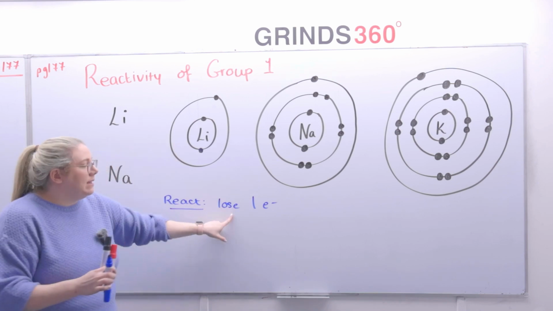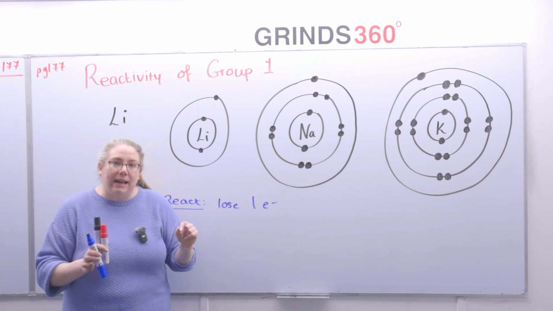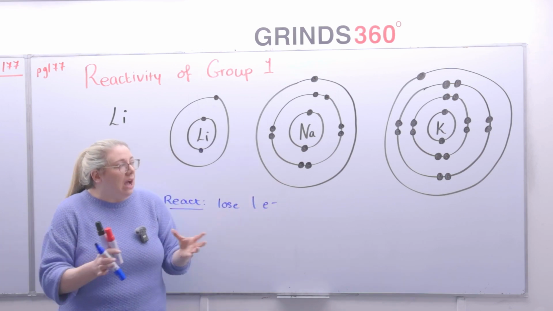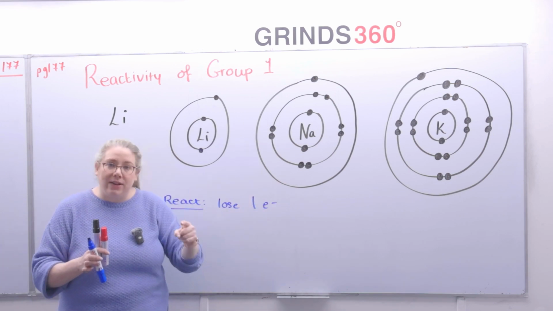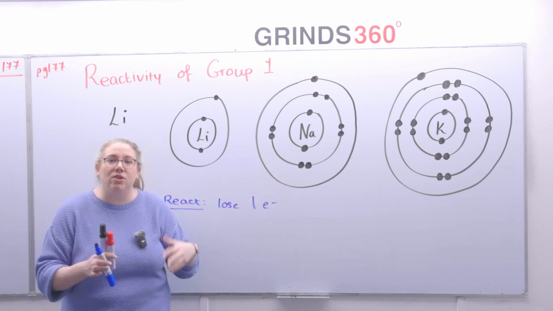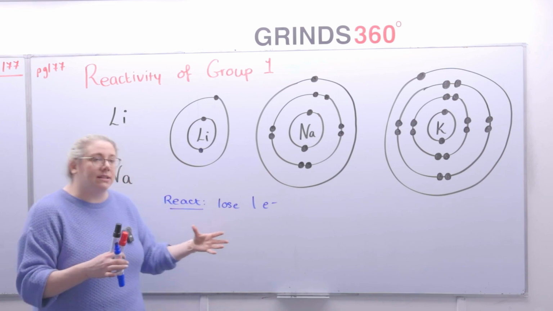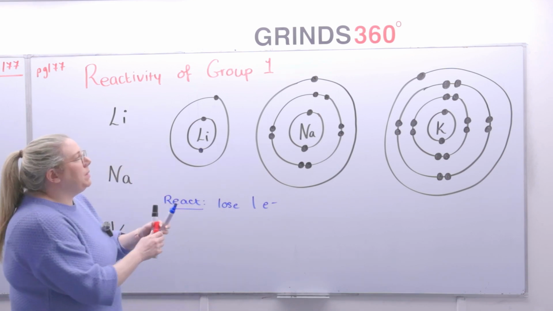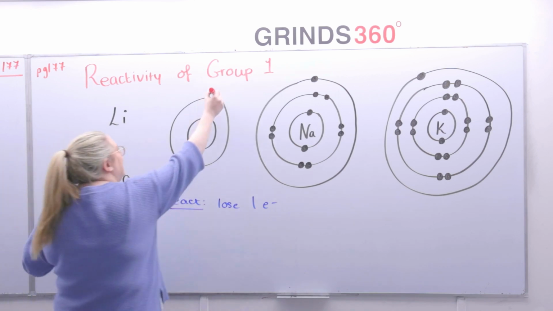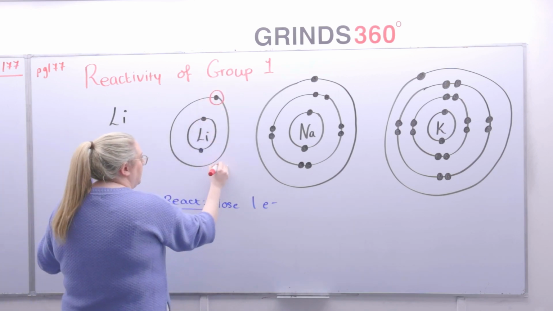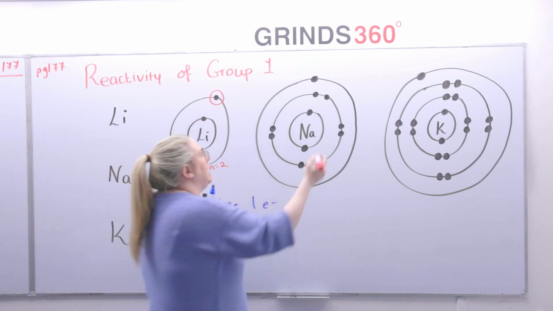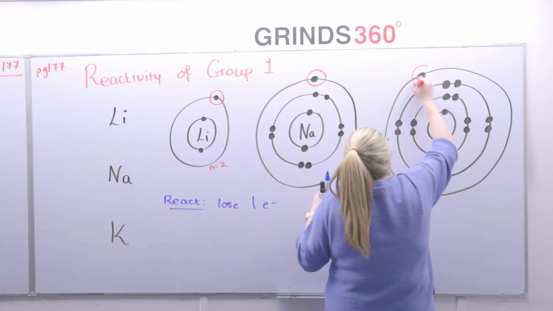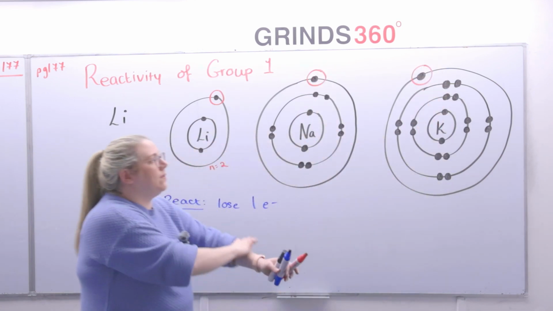Now, the easier it is for that element to lose one electron, the more reactive it is going to be. So this ties in really nicely with electronegativity and ionization energy that we studied previously in the trends topic. So for lithium, lithium's electron that would be removed when it reacts is here in n is equal to 2. When you move down to sodium, the electron that's removed when it reacts is in n is equal to 3, and potassium's is in n is equal to 4.